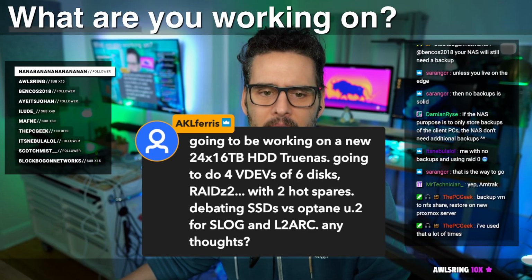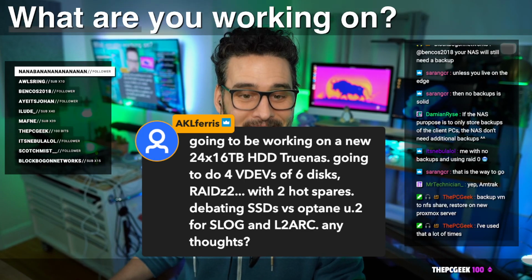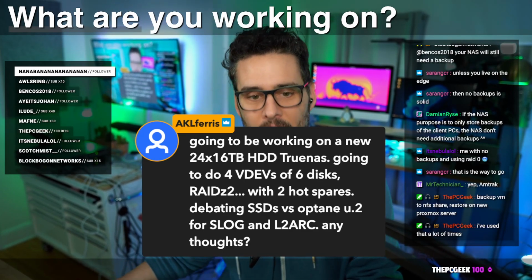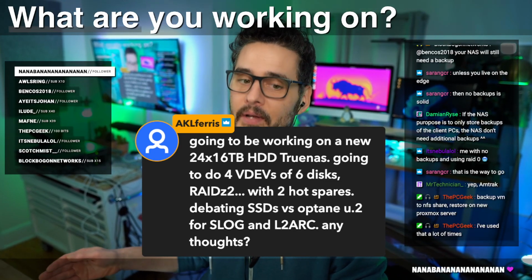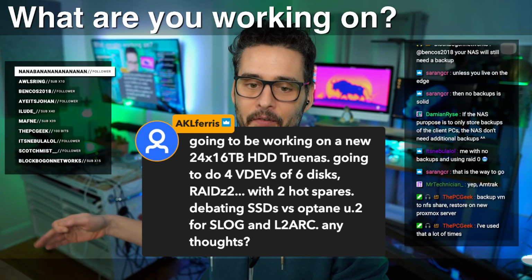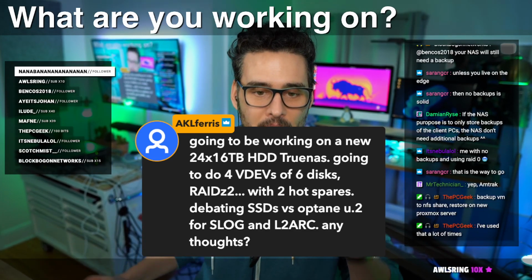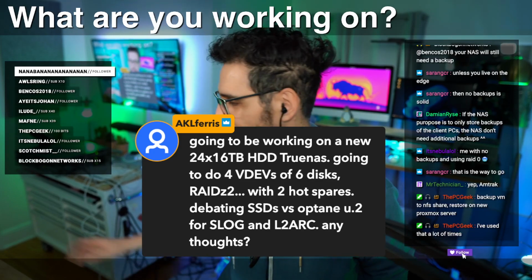AKL Ferris: Going to be working on a new 24 by 16 terabyte hard drive setup for TrueNAS. Going to do 4 VDEVs of 6 disks, RAID Z2 with 2 hot spares. Debating SSDs versus Optane U.2 for SLOG and L2ARC. Any thoughts? Wow, a lot going on there.